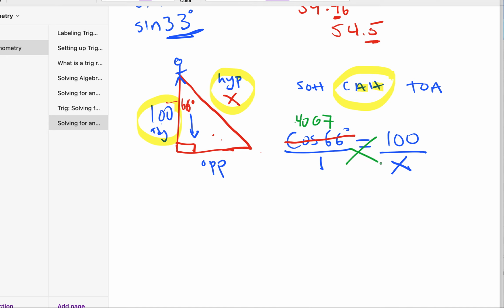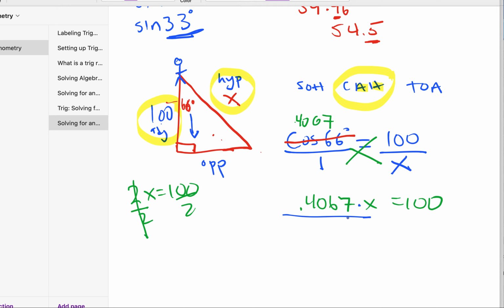And the last step is to cross multiply. So 0.4067x equals 100. Just like when we have 2 times x equals 100, we would divide by 2 to get x by itself, we're going to divide by the decimal. So we treat it the same way. That's times, so we're going to divide.